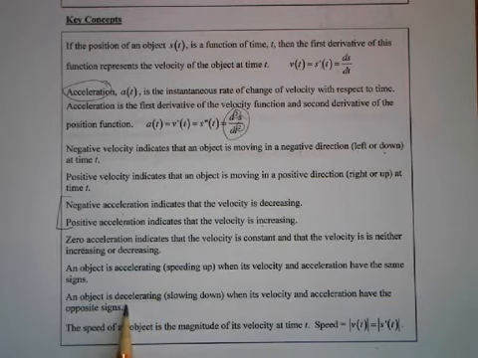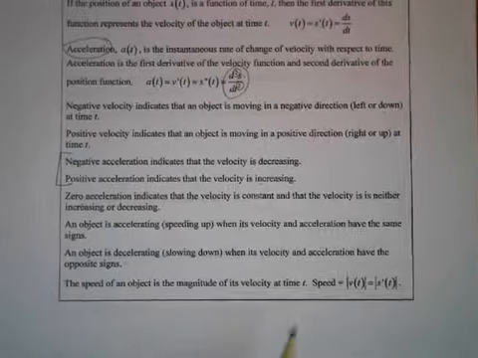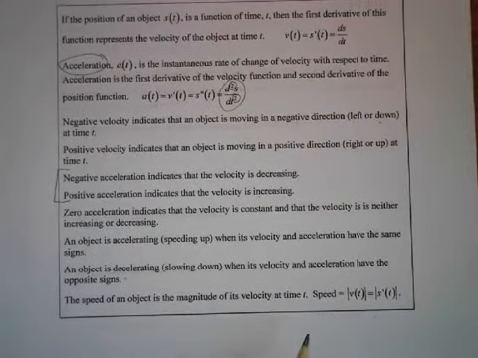This could be where the velocity is positive, but the acceleration is negative. It means the object is slowing down. So you can figure that out just by thinking of an example in a car.